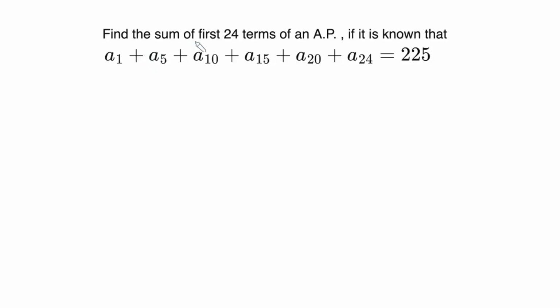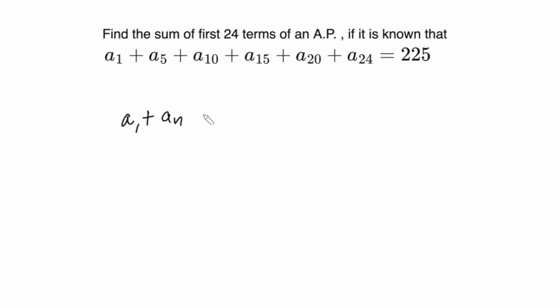Find the sum of first 24 terms of an AP if it is known that A1 plus A5 plus A10 plus A15 plus A20 plus A24 is equal to 225, where A1, A2, A3, and so on, these are the terms of this AP.